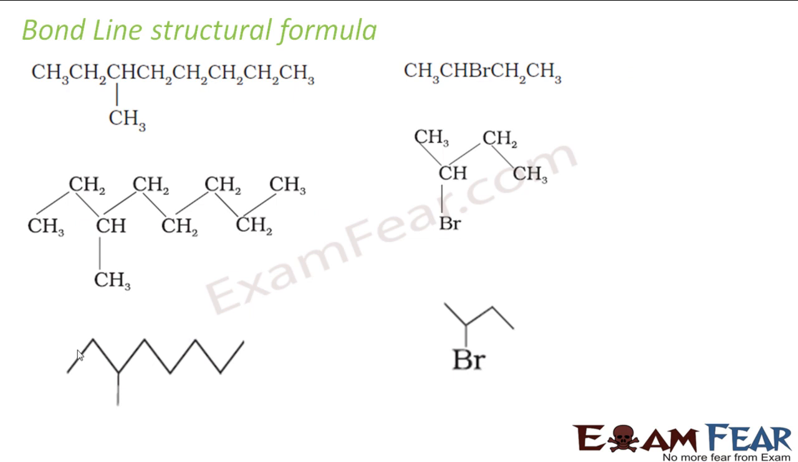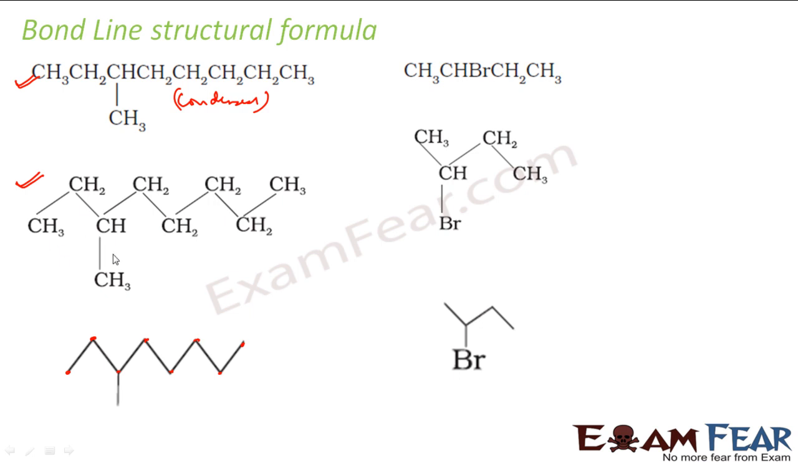Here, chemists who are a little lazy to write CH3 and all use the bond line structural formula. So each of these represents a carbon. How do we get this? For example, I have the structural formula, and this is my condensed formula, and this is my structural formula.